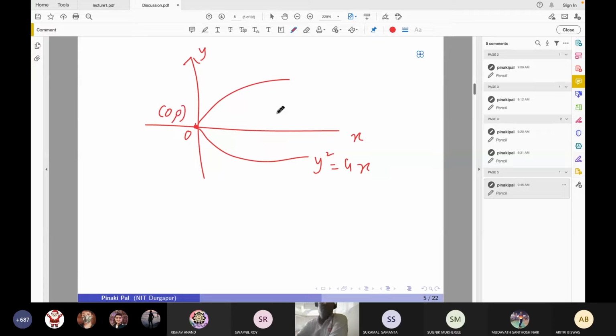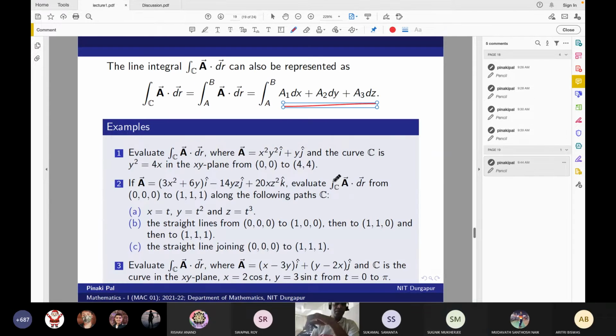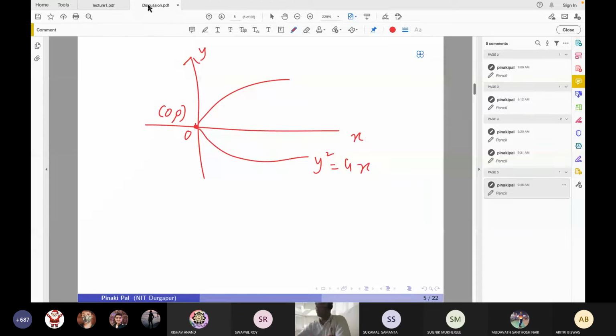And then what is the other point? 4,4. So that means if we take x is equal to 4, y will also be 4. That means we are following the upper branch. So if this is your 4, 0, then this is the point B, having coordinates 4,4. So this is your C.